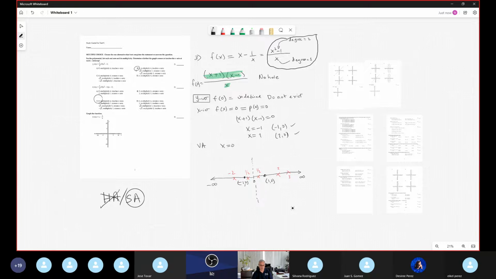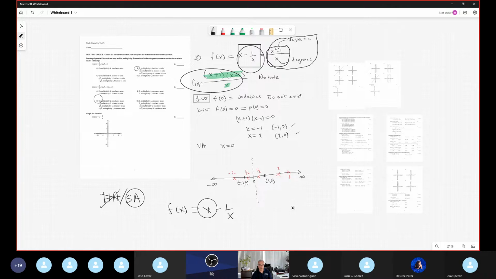To find the slant, we are doing division. But actually, look, I don't need to do anything, because at the beginning somebody separated this. And so my function is equivalent to this, but also equivalent to this, but also equivalent to that. So it is x minus 1 over x.